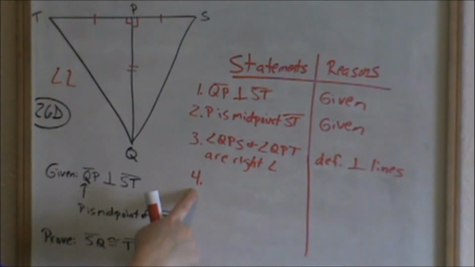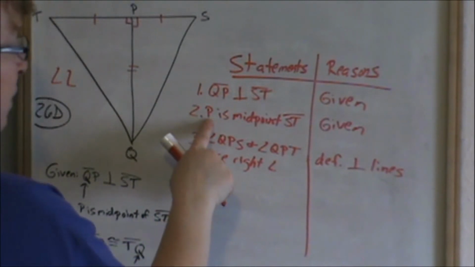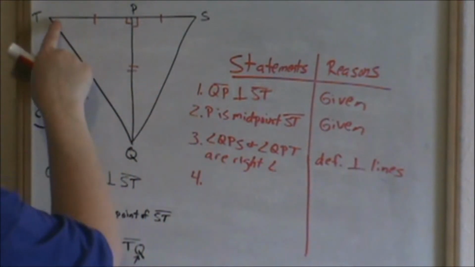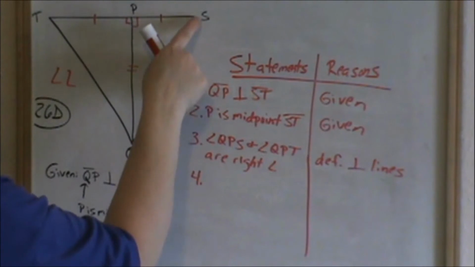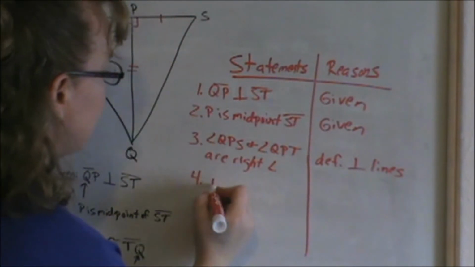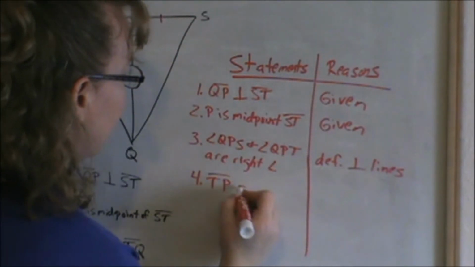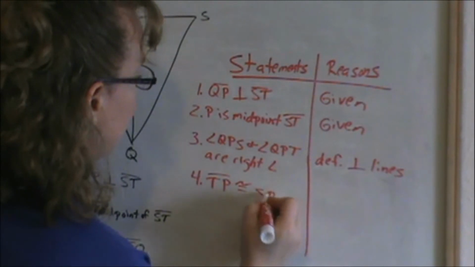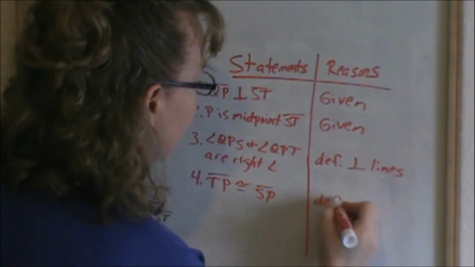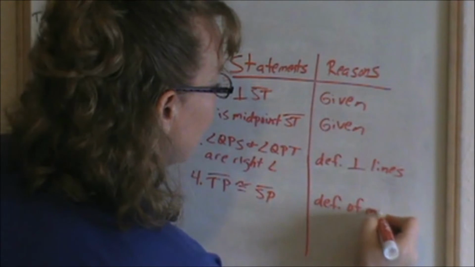Now, what else did we know from the given? The fact that we were told P is the midpoint of ST, we now know that TP is congruent to SP. So we can say TP is congruent to SP. Why do we know that? Definition of midpoint.